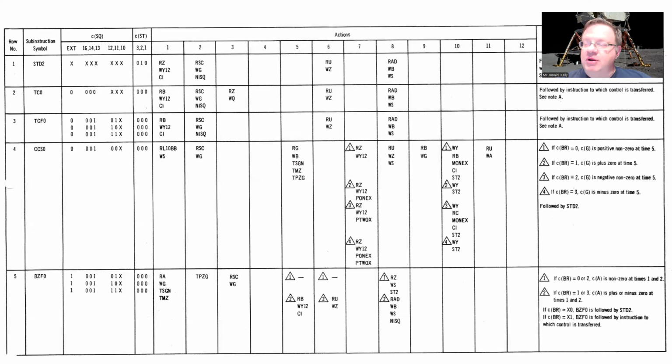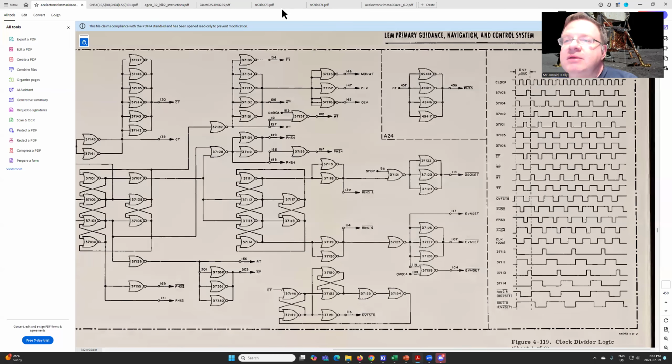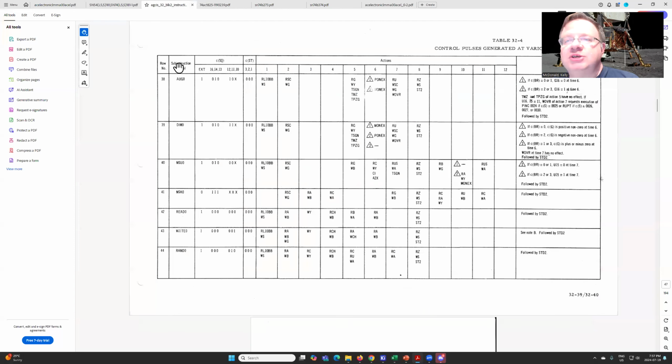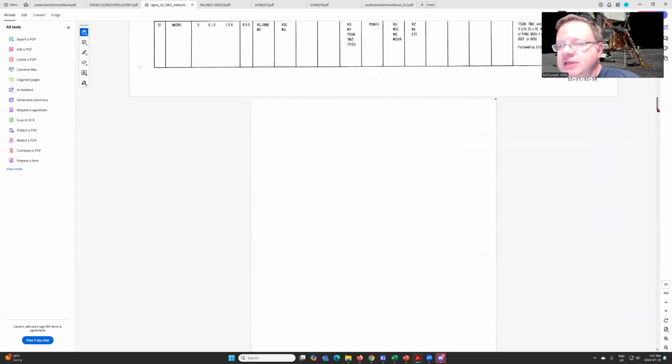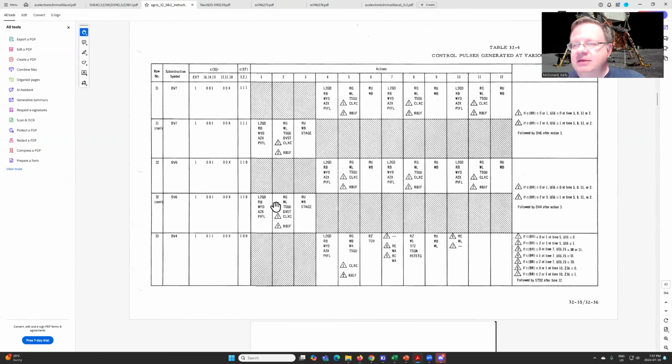So this is a bit of a primer for how we map the instructions to the sequence of pulses that goes through. One really good document that brings a lot of this together, you can see I've got a lot of different documents open right now, is actually, here it is. This is basically the full list of all the different control pulses and the instruction set generated at various times.